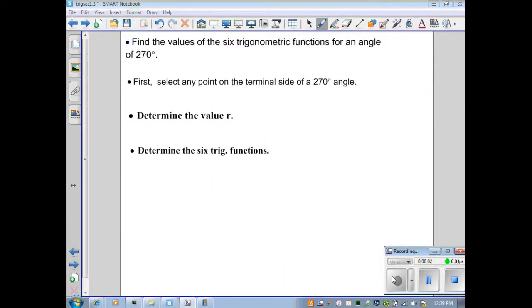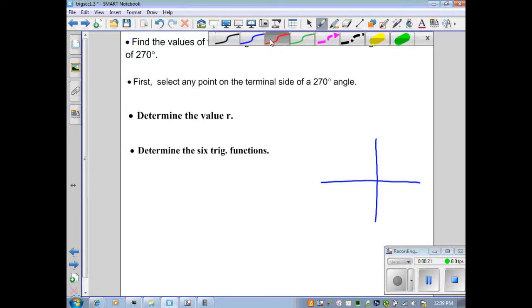Let's look at another example. Find the values of the 6 trig functions for an angle of 270 degrees. Well, the easiest thing to do is actually to graph the function to see what this thing looks like. Even though we're not given a function, we are given an angle measure, so we can actually represent that on a graph. Let me change some colors here and we'll take a look at it.